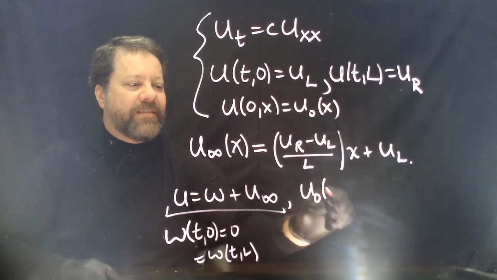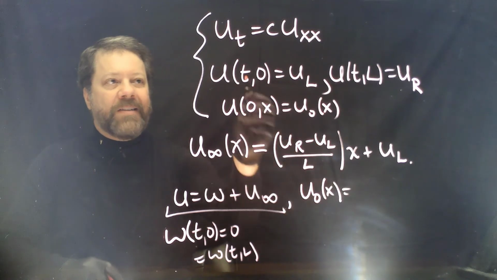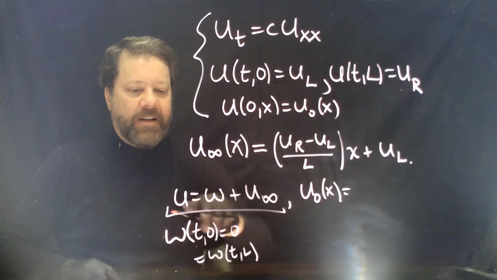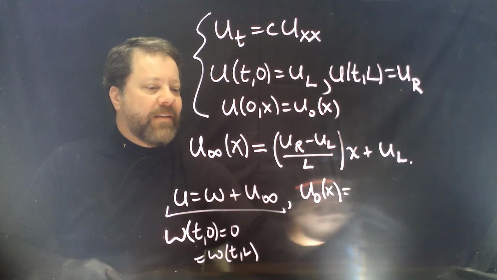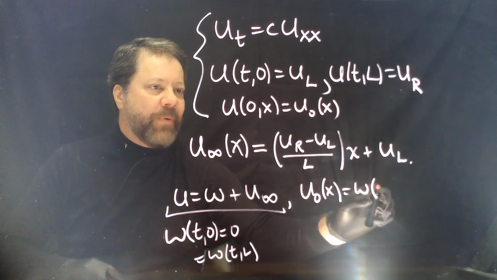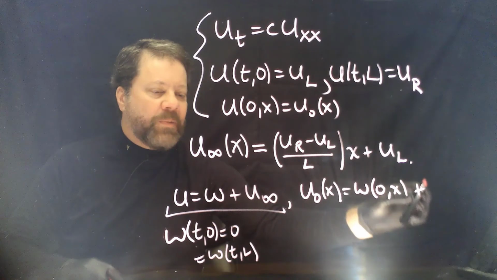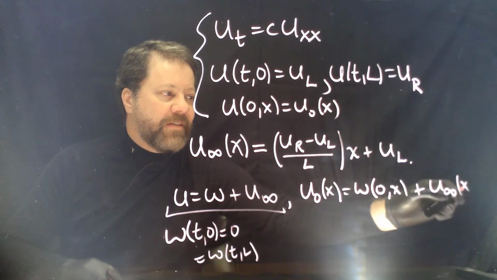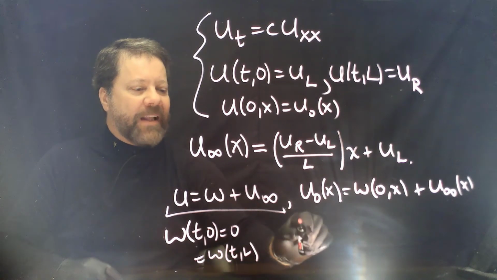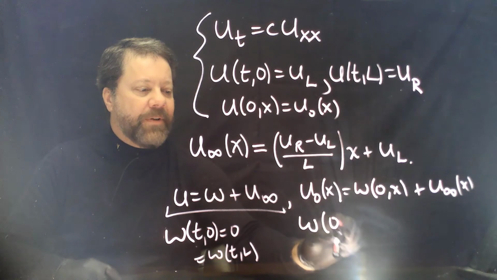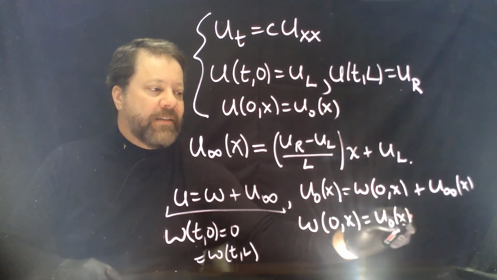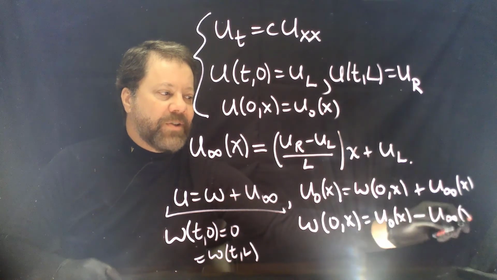If U naught has to be what you get when you plug in 0 for the solution, then if U is W plus U infinity, what you'll have is W evaluated at 0, x plus U infinity of x. It only depends upon x. So when you plug in 0 there, that's what you get. It implies then that the initial data for W must be the original initial data minus the steady state solution there.